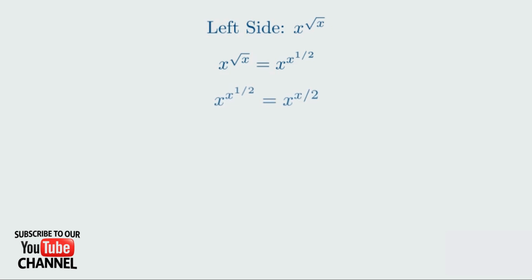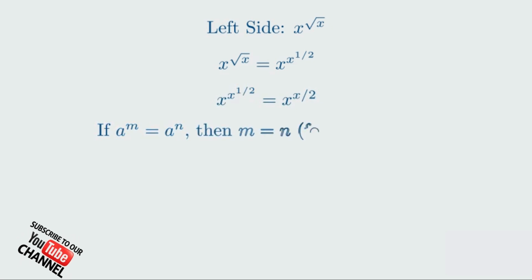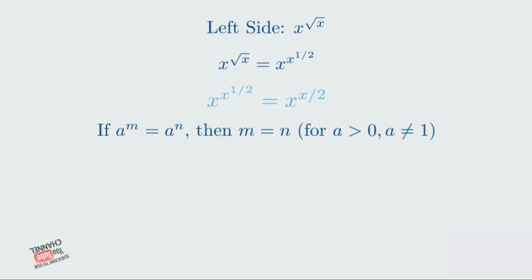We now have an equation where the base on both sides is the same, x. This is very helpful. A key property states that if a to the m equals a to the n, and a is not 0, 1, or -1, then the exponents must be equal. In our case, if x is our base, which is not 0 or 1, we can conclude that the exponents are equal. So, we can set the exponents equal to each other. x to the 1/2 equals x over 2. This is a much simpler equation to solve.